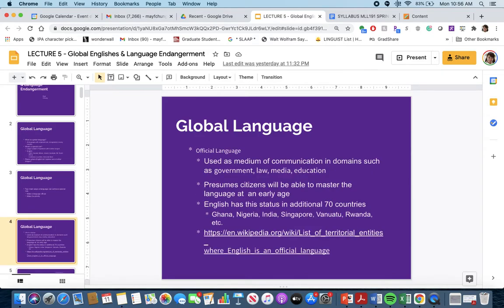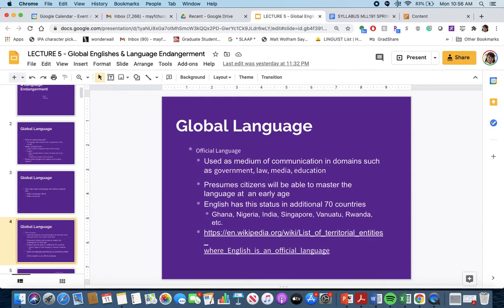So an official language is used as a medium of communication. It is used in politics, law, education, and government. This is top-down language use, where the government is prescribing, okay, use this language. And it presumes that citizens will be able to master this language at an early age. English has this status in a lot of countries, about 70 countries: Singapore, India, Nigeria, Ghana, Vanuatu, Rwanda. These are places in which it has an official declaration from the government: this is one of our official languages.